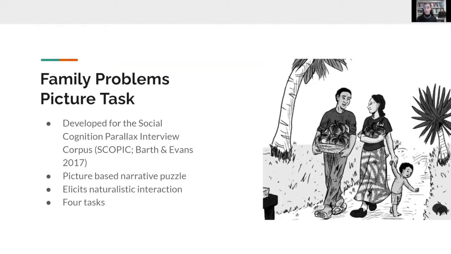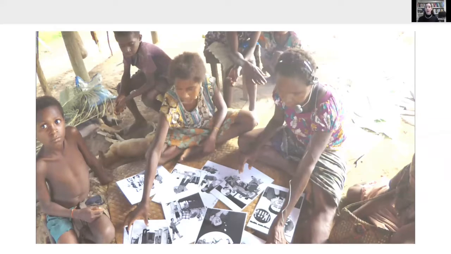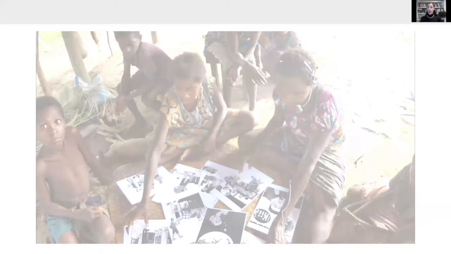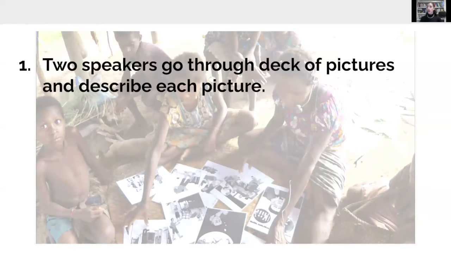So here you can see Kakos Baiwa on the right and Gina Kesama on the left participating in the task. There are 16 cards, which you can see laid out in front of them. And each of those cards has a different picture on them. In the first task, 2 speakers go through the deck of pictures and they describe each picture. I tried to find Ende speakers who had not seen the cards before, so generally these were all very new pictures. It involved lots of guessing about what is happening in the pictures and forming reference to characters in other pictures.